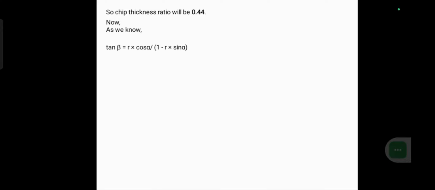Now as we know, tan beta equal to R cos alpha by (1 minus R sin alpha). So putting in the values, we have tan beta equal to 0.44 into cos 10 by (1 minus 0.44 into sin 10), which gives tan beta equal to 0.4691. Hence the shear angle beta will be equal to 24.13 degrees.